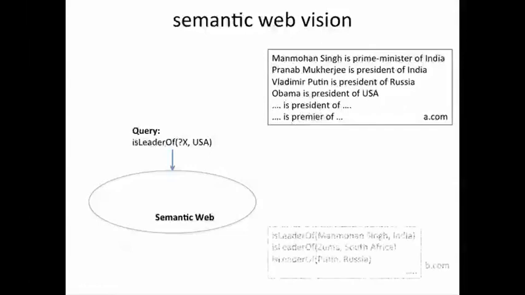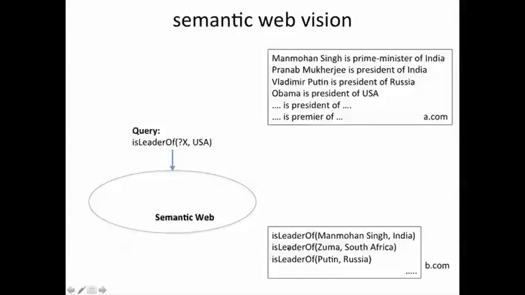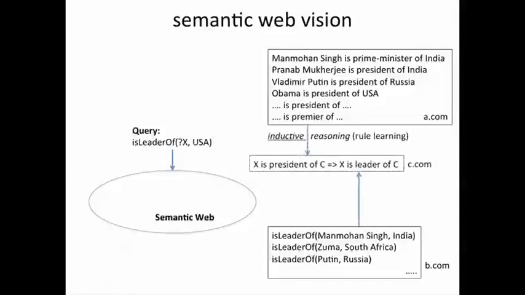Another site might be extracting information about who is the leader of which country. It might figure out that Manmohan Singh is the leader of India, Zuma is the leader of South Africa, Putin is the leader of Russia, and so on. A third site now might combine facts from A.com and B.com and come to a conclusion using rule learning that with some degree of confidence, if X is the president of C, then X is the leader of C.